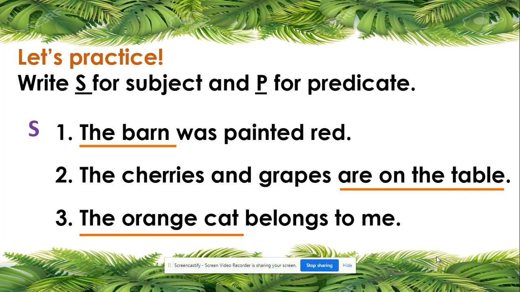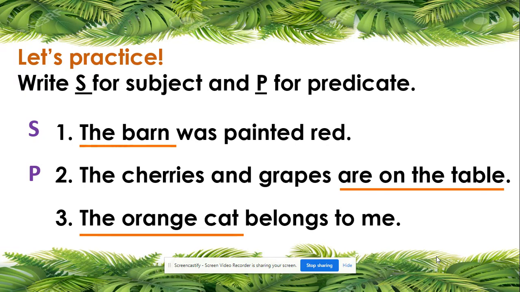The cherries and grapes are on the table. Are these words the one being talked about in the sentence, or are they describing the subject? They are the ones describing the subjects, cherries and grapes, so therefore this is a predicate. Great job!